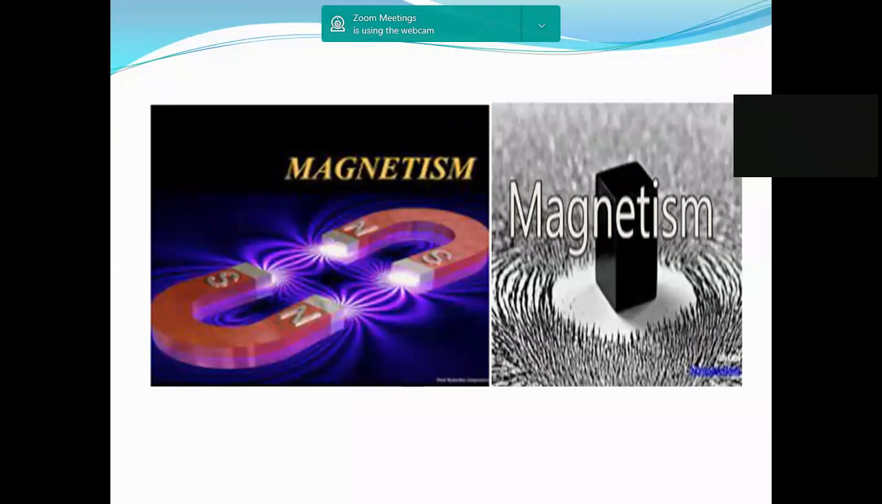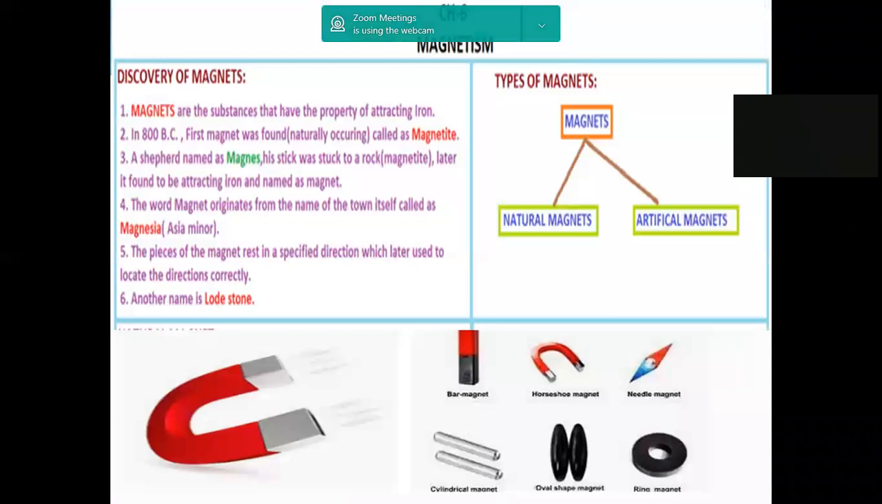The name of the chapter is magnetism, in which we will be learning what are magnets, what are various types of magnets, their properties, their characteristics, and so on. On that note, let's start learning with the discovery of the magnets. Magnets are such substances that have the property of attracting iron.